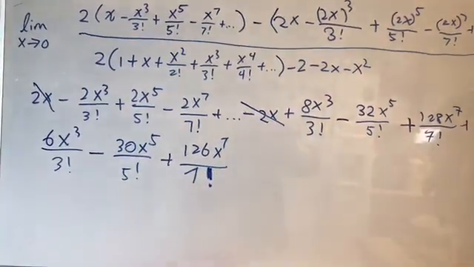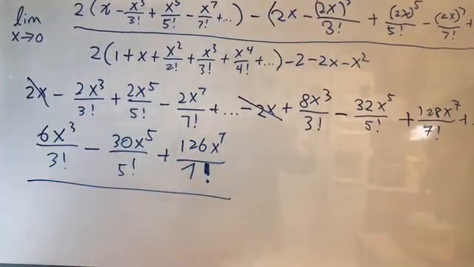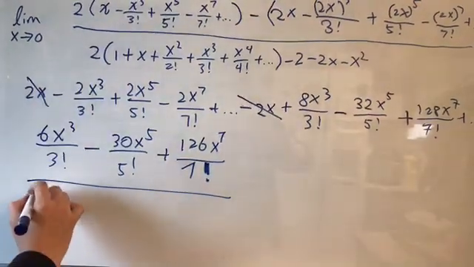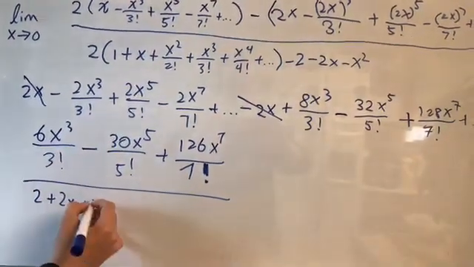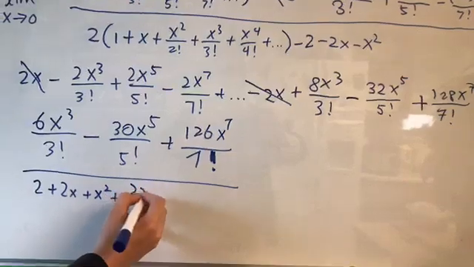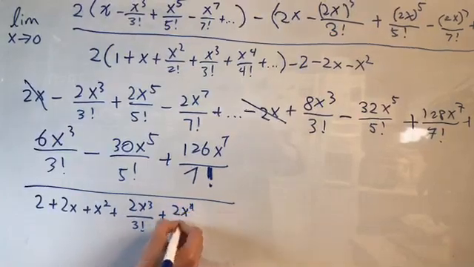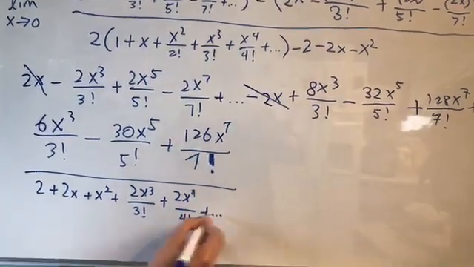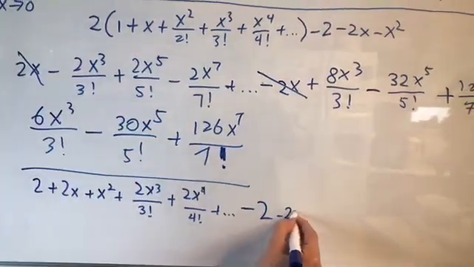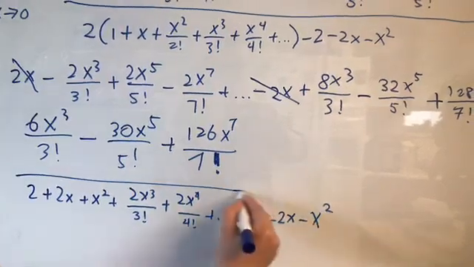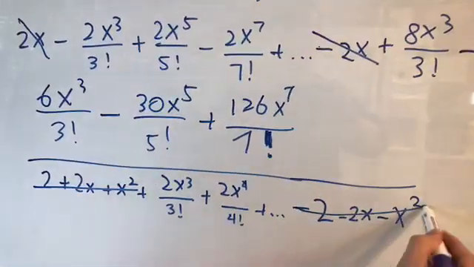Sorry about that. On the denominator, we have something much simpler. If we open that bracket, we get this: 2 factorial is 2, it's just x squared, plus 2x to the power of 3 over 3 factorial plus 2x to the power of 4 over 4 factorial. And here we have minus 2, minus 2x, minus x to the power of 2. We see that the first 3 and the rear 3 cancel out, like that.